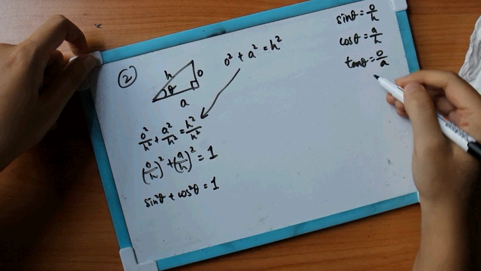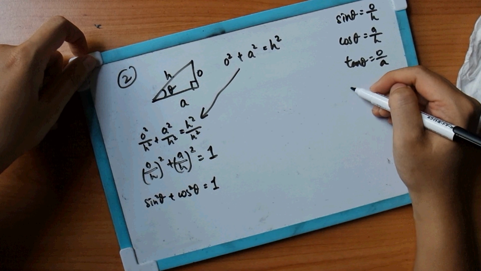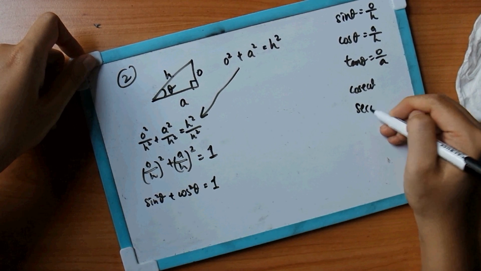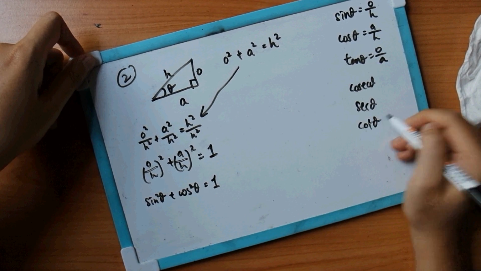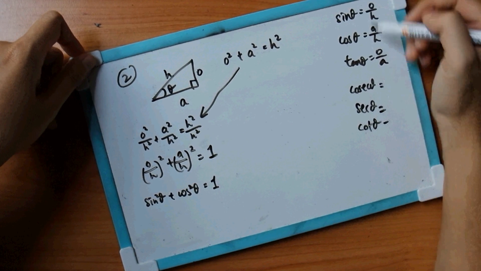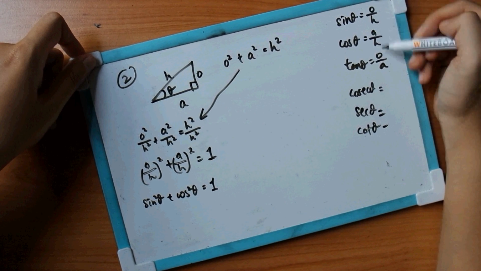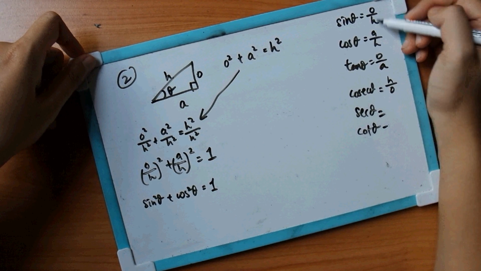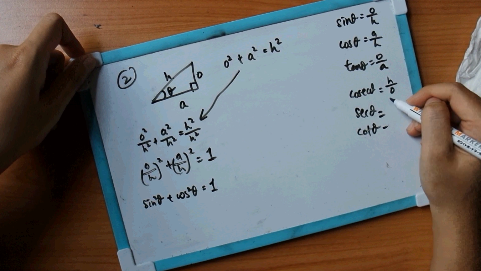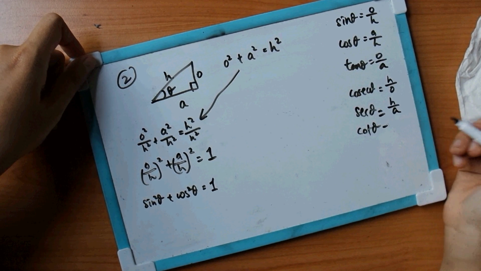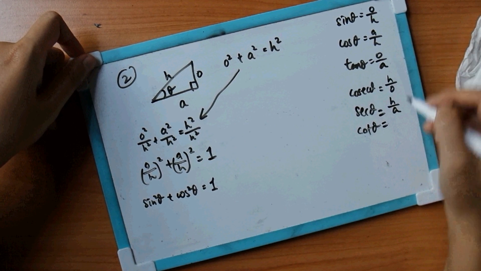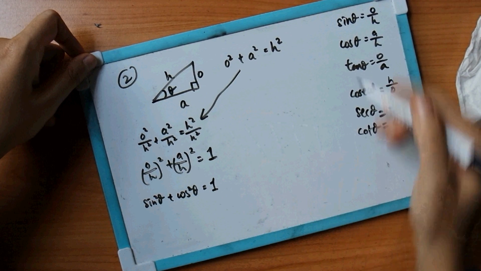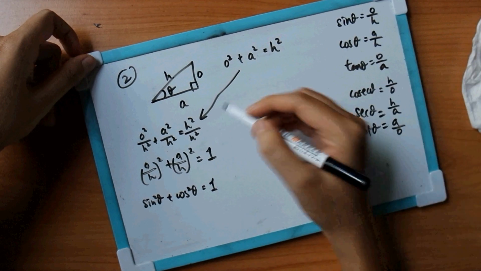Now, what about the reciprocal identities? Do you know what cosecant theta is, secant theta is, and cotangent theta is? Because this is the reciprocal of this, for the fraction you just write its reciprocal, right? Reciprocal of O over H is H over O. Same for this, H over A. And the last one is simply A over O. I'm writing this because we will need to use this later.